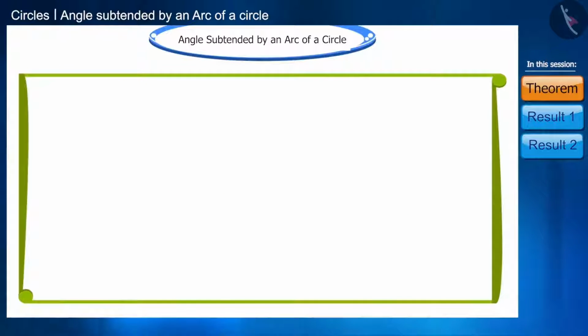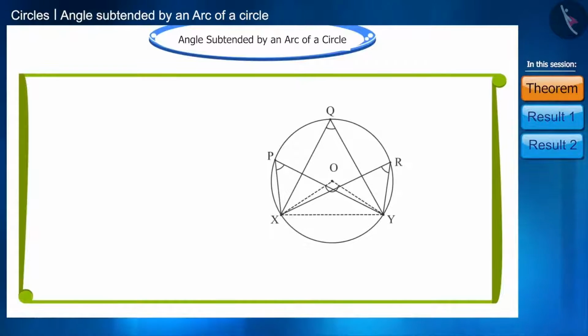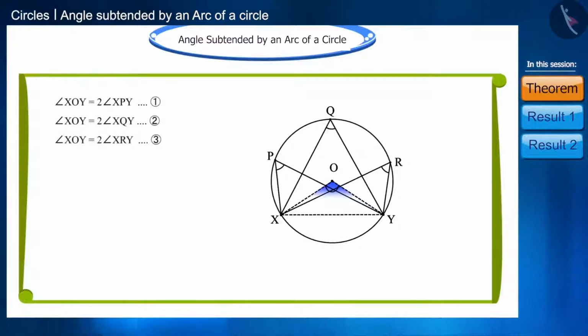Let's go ahead, observe this figure. What can you say about these angles? Friends, all these angles, angle XBY, angle XQY, angle XRY, are the angles subtended by the same arc XY at different points in the remainder of the circle. So we can write the angle XOY in this way. Thus we found that all these angles will be equal.